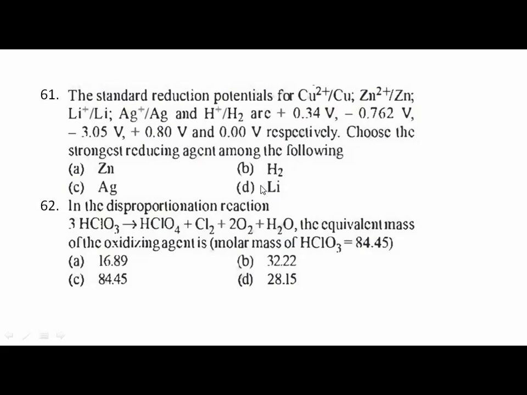In a disproportionation reaction, HClO3 gives HClO4 plus Cl2 plus O2 plus H2O. Find the equivalent mass of the oxidizing agent. In ClO3 minus, the oxidation number of chlorine is plus 5. In HClO4 it is plus 7, and in Cl2 it is 0. So it is changing from plus 5 to plus 7, which is oxidation, and from plus 5 to 0, which is reduction, and therefore it is the oxidizing agent.